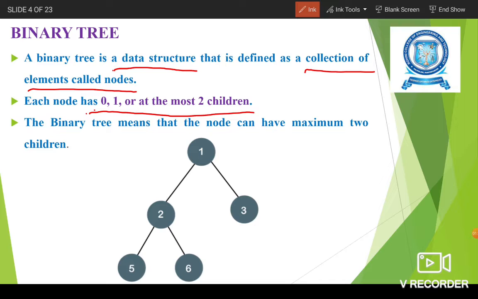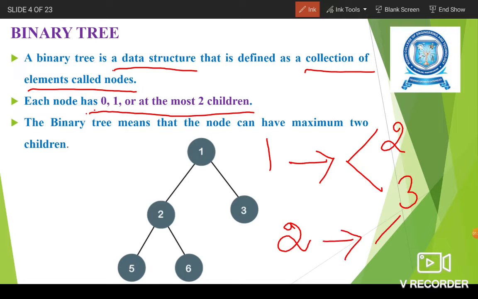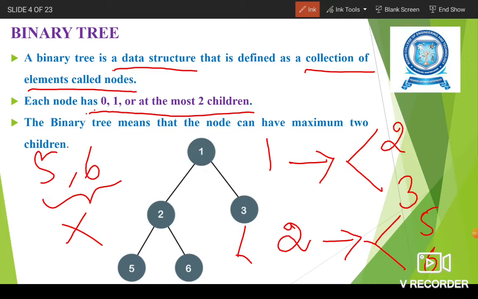So below diagram shows one of the examples for binary tree. So here the node 1 is having 2 children, 2 and 3. Node 2 is also having 2 children, 5 and 6. And the nodes 5, 6 are not having any children. And the node 3 is having 1 child, 7. Okay, so you can say that this is a binary tree.